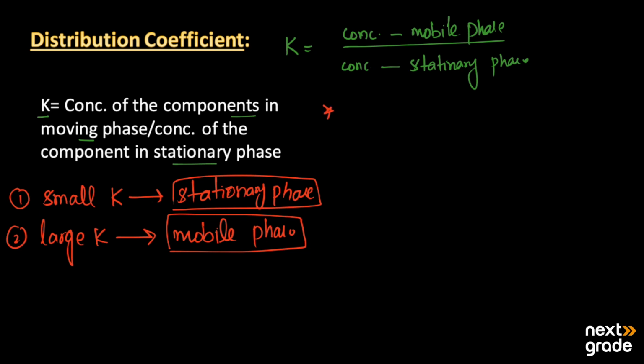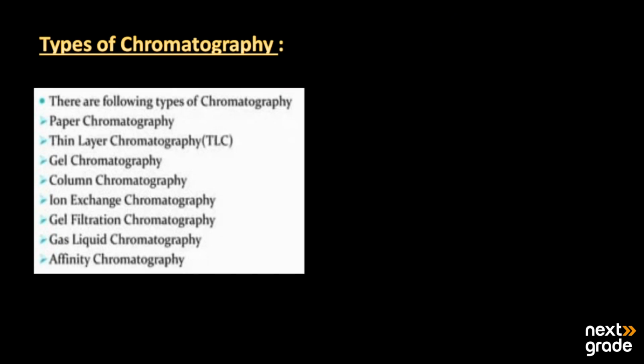Next we have chromatography in which the stationary phase is solid. Its type depends upon the phase; if it is a solid, then the type of chromatography will be adsorption chromatography. On the other hand, we have a lot of other types of chromatography. Let's have a look. The first is paper chromatography. The second is thin layer chromatography, also known as TLC. The third is gel chromatography. Then we have column chromatography, ion exchange chromatography, gel filtration, gas liquid, and affinity chromatography.